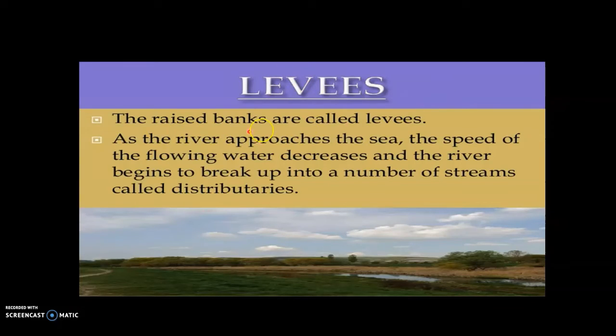Levees. The raised banks are called levees. As the river approaches the sea, the speed of the flowing water decreases and the river begins to break up into a number of streams called distributaries.